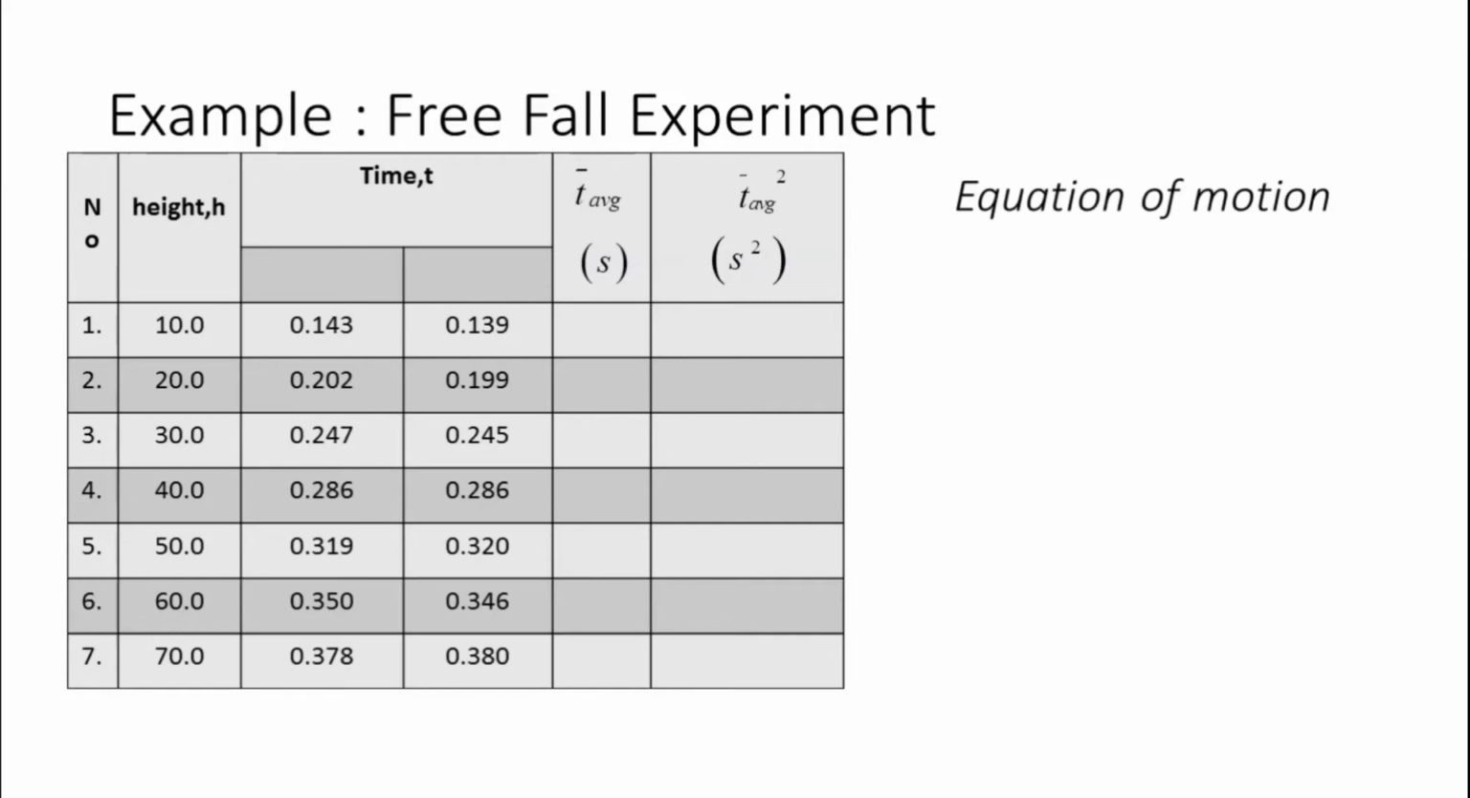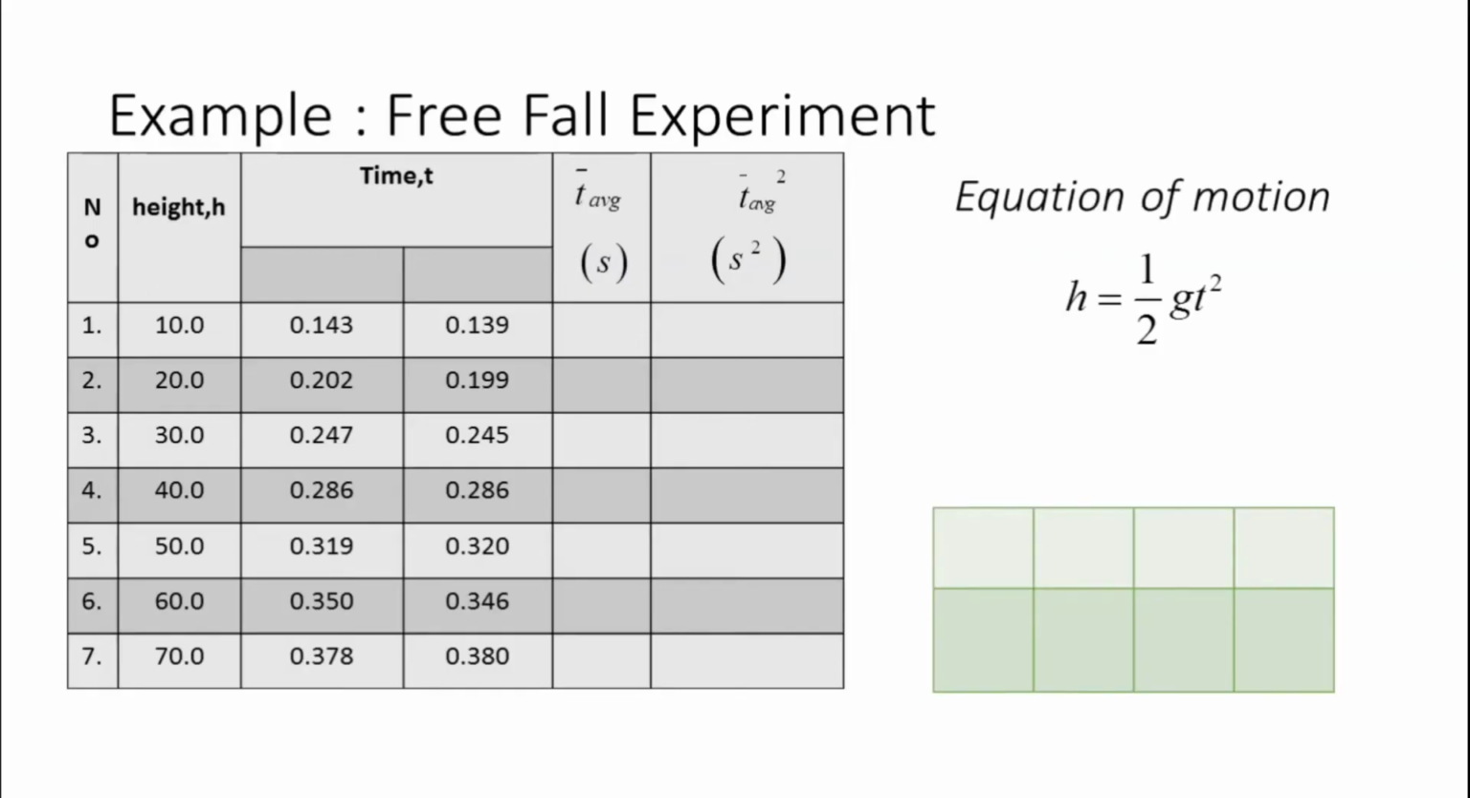The equation given to us is h equals half g t square. Transforming the equation into linear form, we have h as the y-axis, t square as the x-axis, and the gradient of the graph equals half of g. The y-intercept equals 0. So, we are expecting the graph to start from the origin.